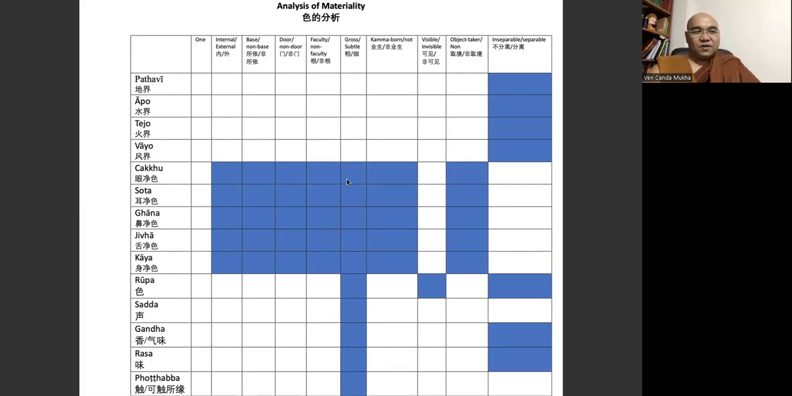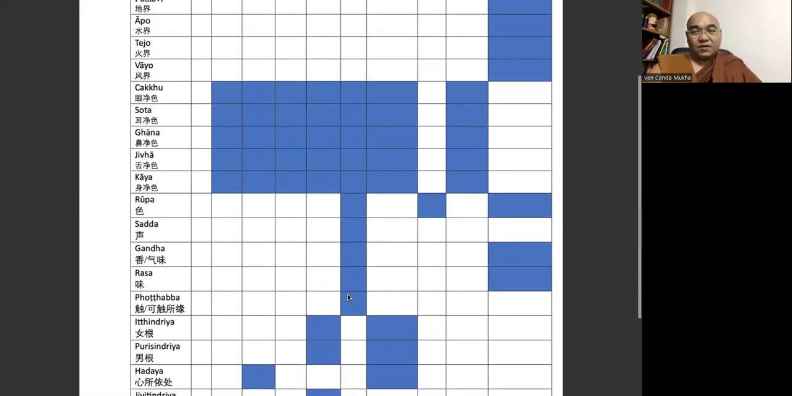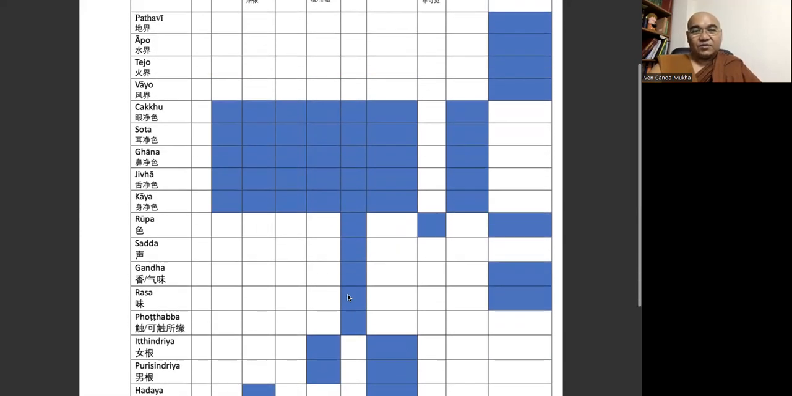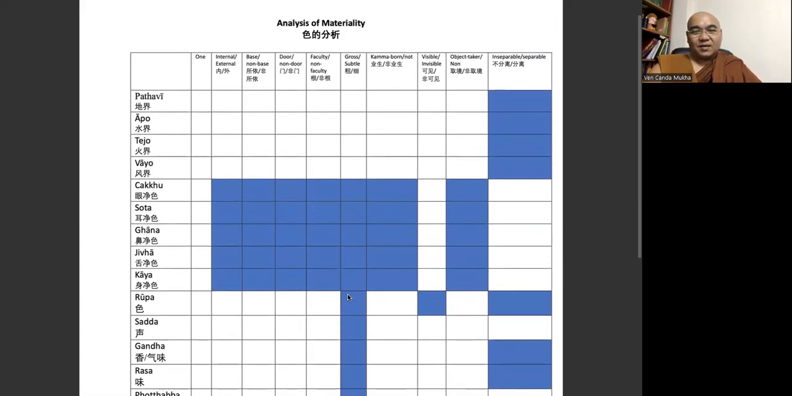So these Cakkhu, Sota, Ghana, Jivha, Kaya, Rupa, Sadda, Gandha, Rasa, Photthabba are so gross that they can be regarded as close rupa. And the subtle rupas are called dure rupa, distant rupas. So the same names. The next one is karma born or not.